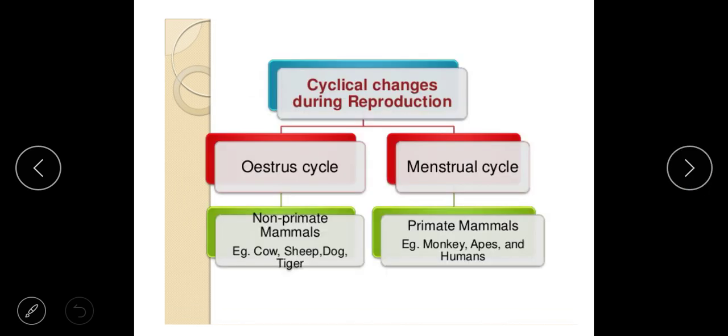Now, mammals, let us move to the mammals. In mammals, normally in the reproductive phases, there are two cycles. Number one is the oestrus cycle, and the second is the menstrual cycle. The oestrus cycle is seen especially in the seasonal breeders, whereas the menstrual cycle is found in the continuous breeders among mammals. The oestrus cycle is found in non-primate mammals like cows, sheep, and so on, whereas the menstrual cycle is found especially in monkeys, apes and humans, the group of primates.